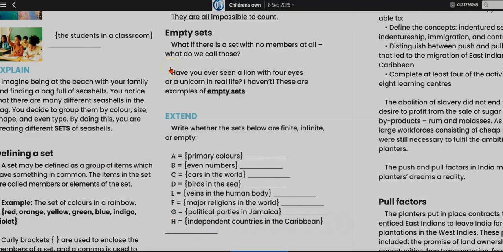Empty sets now. So we have finite. Those are the ones that you can count. Infinite, you can't count, or it makes no sense counting. What about an empty set? What if there is a set with no members at all? What do we call those? Have you seen a lion with 4 eyes or a unicorn in real life? I haven't. These examples are empty sets.